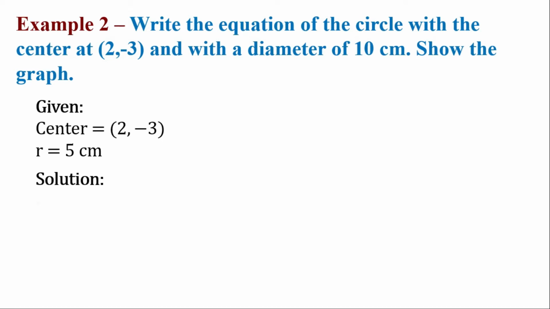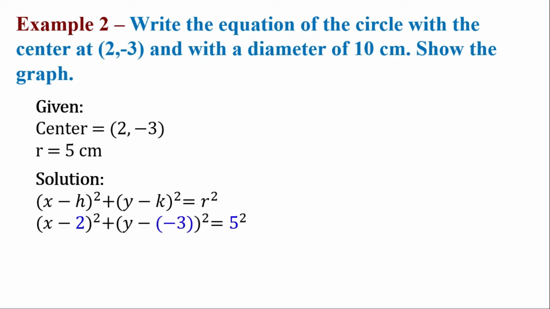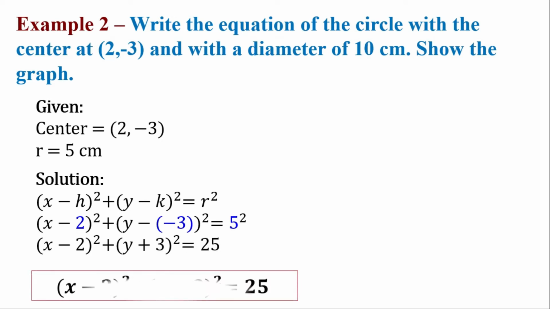And now let's copy the formula and substitute the givens that we have. Please pay attention to k, or the y coordinate of the center. If it is negative, it is advisable that you put it inside the parentheses so you won't be confused on the signs. Now let's evaluate this. Now this is the equation of the circle.